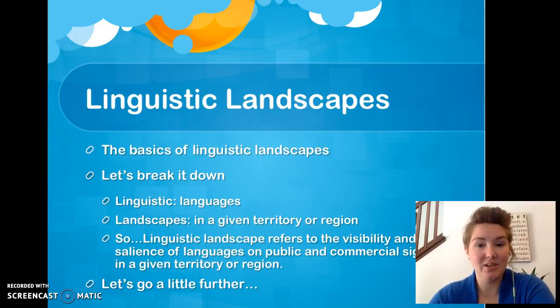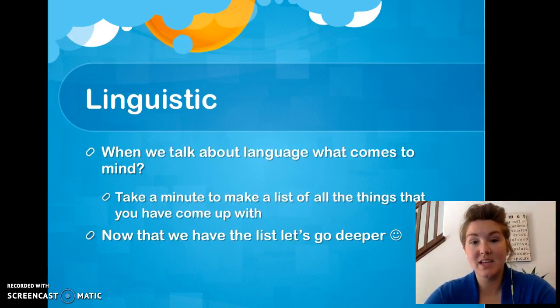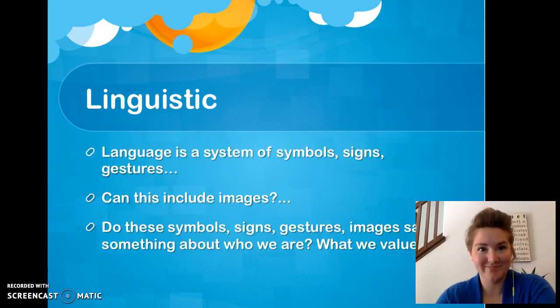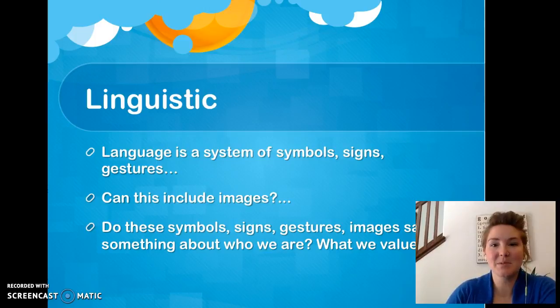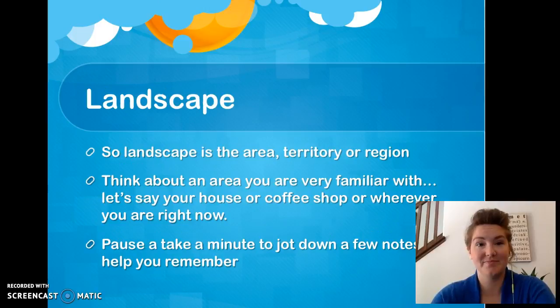Let's go a little further on this. When we talk about language, what comes to mind? Take a minute to make a list of all the things that you've come up with. Welcome back. All right, now that we have this list, let's go a little bit deeper. Language is a system of symbols, signs, and gestures. Can this include images? Do these symbols, signs, gestures, images say something about who we are, about what we value?